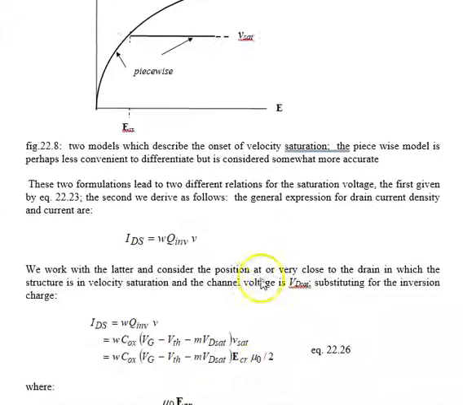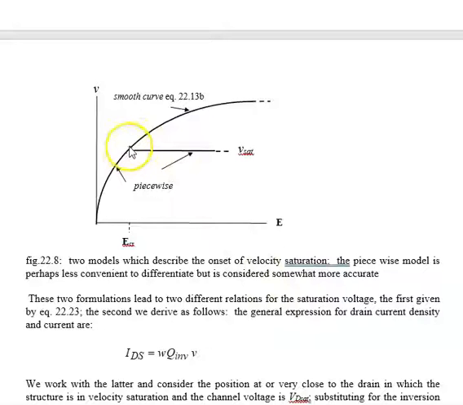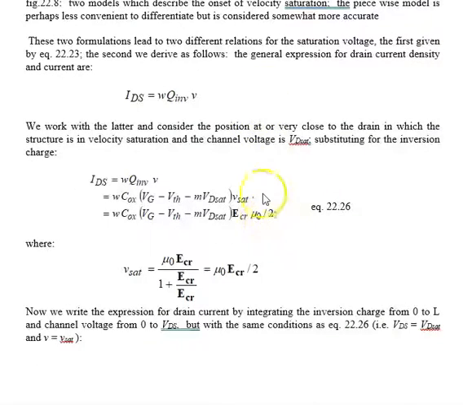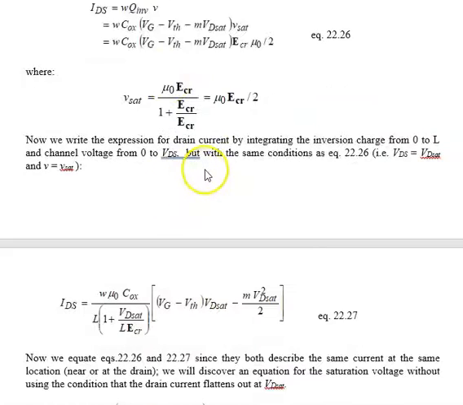That would not be the case in the piecemeal situation, not in the smooth curve situation, excuse me. In the smooth curve situation, the velocity continues to increase, and we would have twice that amount. So this is the new part right here, that little 2. And so here we have the current at the drain when the drain is pinched off. Okay.